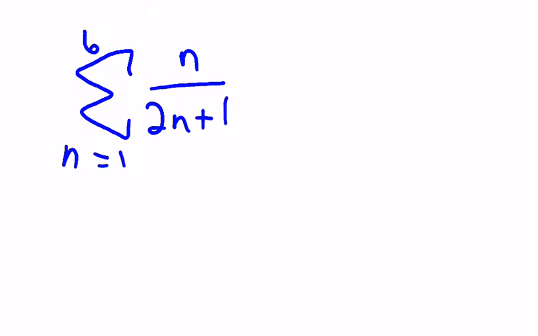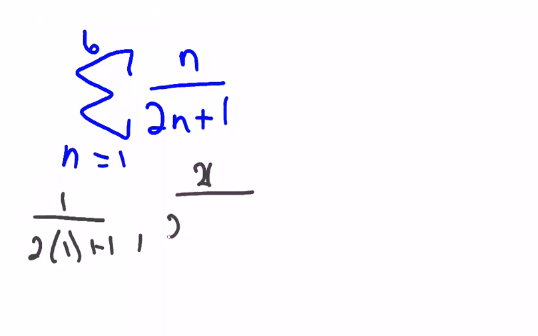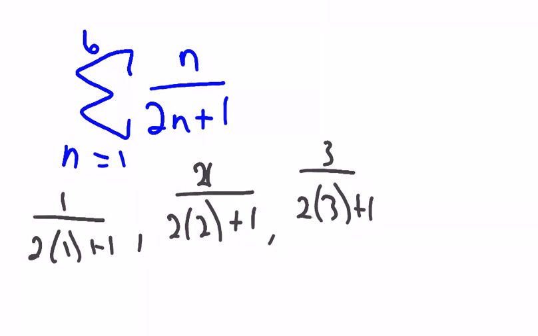So what this means is that I'm going to find all of these terms first by plugging in 1 for n and then 2 for n all the way up through 6. And so we have 1 over 2 times 1 plus 1. And then we have 2 over 2 times 2 plus 1. And then we have 3 over 2 times 3 plus 1, and so on.